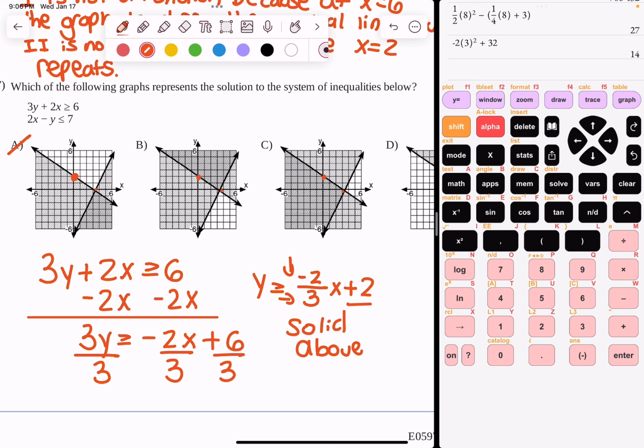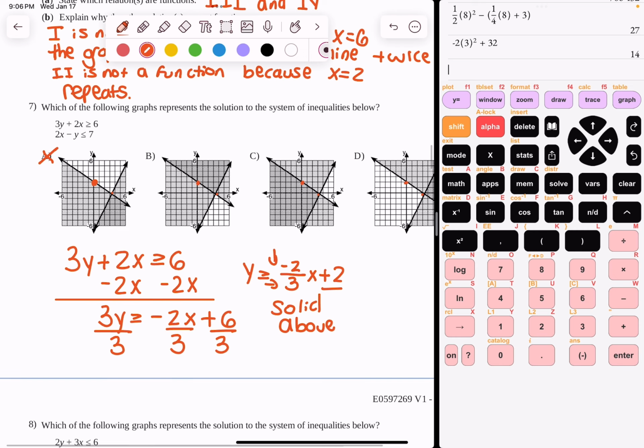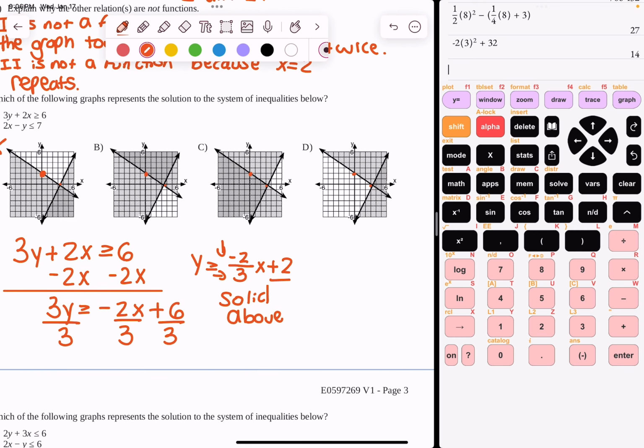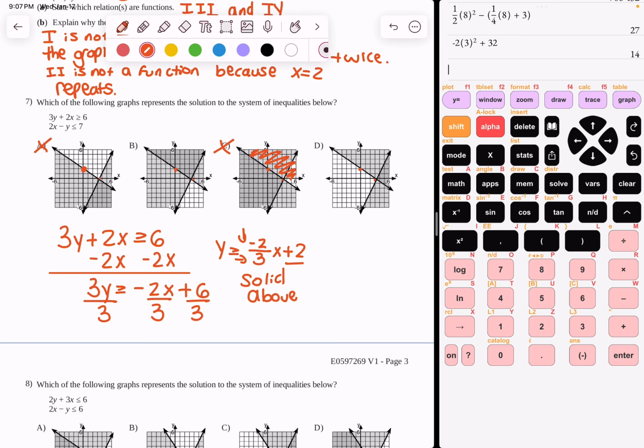A wouldn't work. B would be good because that's shading above. For C, they did not shade above because then they would have had to have that little part shaded, so it's not C. So we're in between B and D.